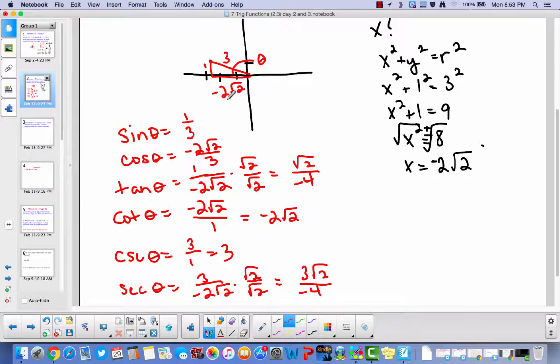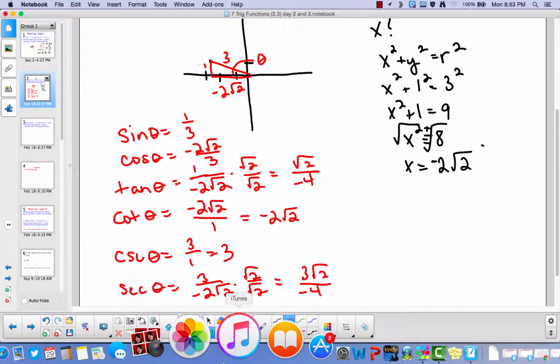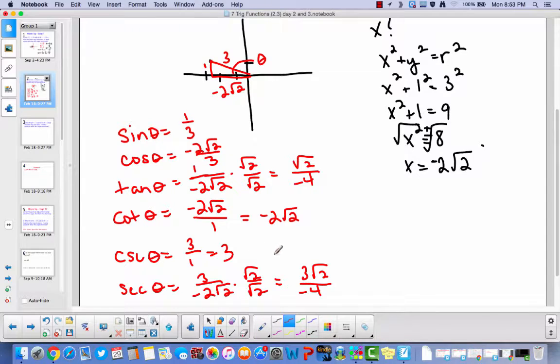Looking back, let's check. We said this angle was in the second quadrant. Second quadrant, sine is positive, cosecant is positive. The rest are all negative. Make sure that your positive and negative signs match your quadrants. That will be the biggest mistake that people make with these problems.